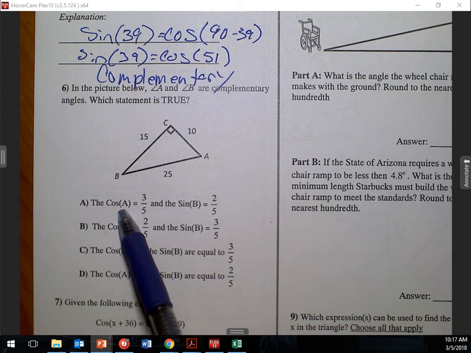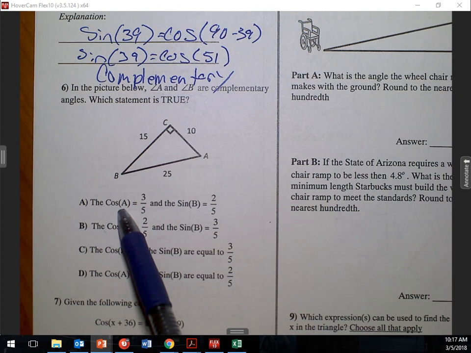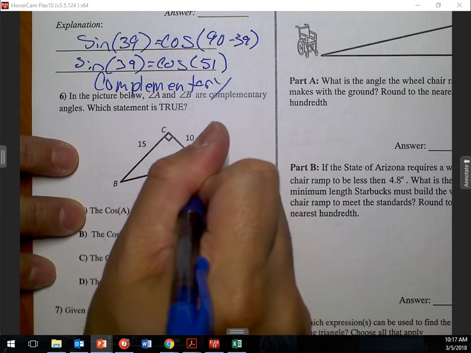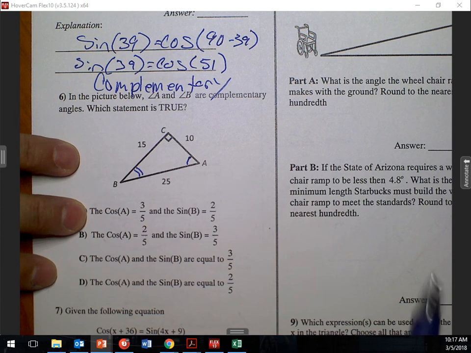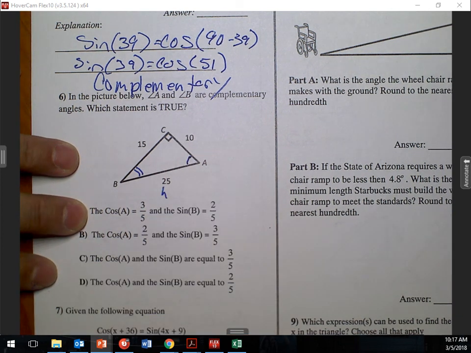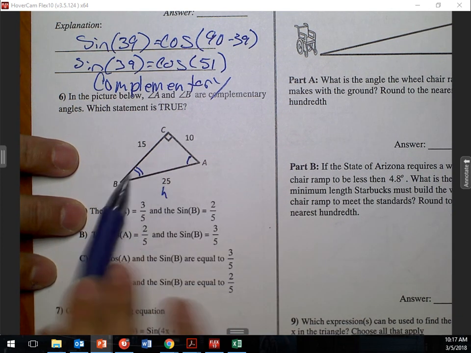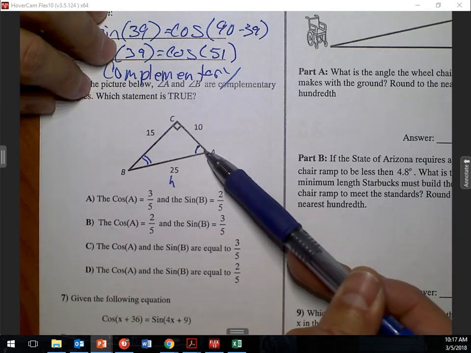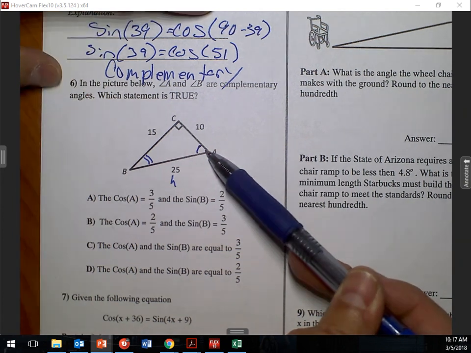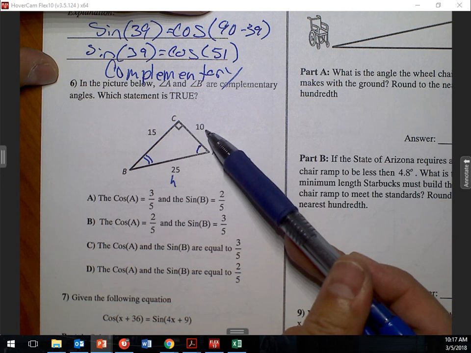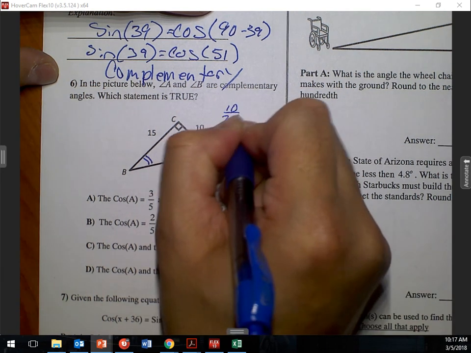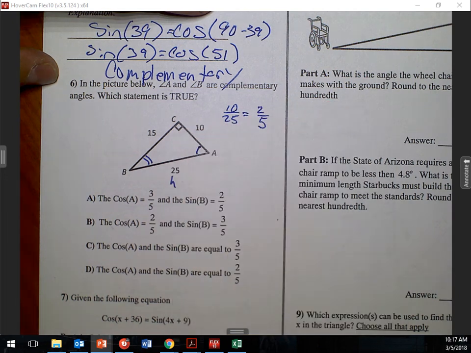This one right here. In the picture below, A and B are complementary angles. Which statement is true? So let's take a look. Cosine of A. So I'm going to look at it from A, then I'm going to look at it from B. Okay, I know this is my hypotenuse. That doesn't change. But it changes when I look at it from different sides. Cosine of A is going to be adjacent over hypotenuse, right? So the adjacent value is what? 10. Hypotenuse is 25, right? So 10 over 25, that reduces to 2 over 5.